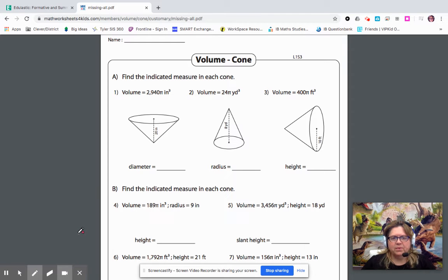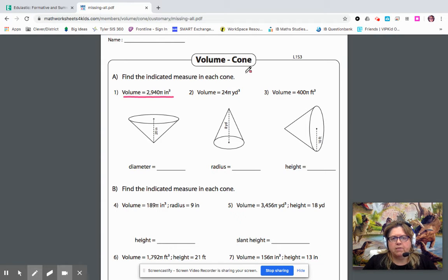Hi guys, today we're going to be looking at solving for a missing part of a cone when they give you a volume. All right, so let's just start here on this first question. Notice that they've given us our volume, and they've given us our volume in terms of pi.